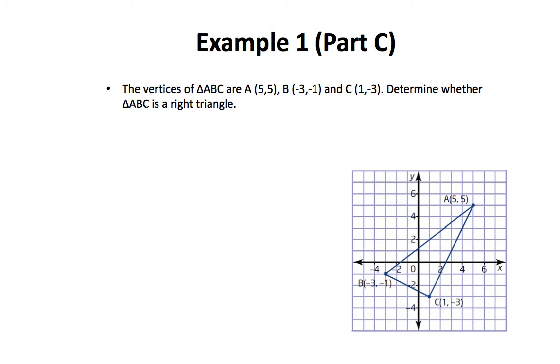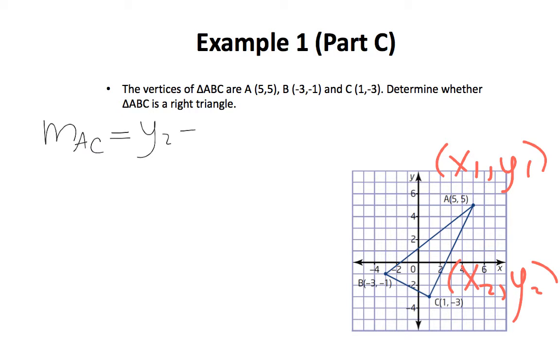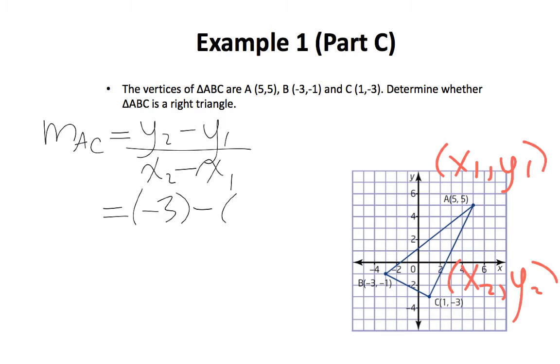We're going to do the exact same thing again, except we're going to find the slope of line segment AC. I'm going to call that point 1, and I'm going to call this point 2. We're going to start with the slope equation, and I'm going to use the subscript of AC, since that's the line segment I'm dealing with at the moment. Next, I'm going to substitute in my variables. So instead of y2, I'm going to put -3, and instead of y1, I'm going to put +5. Instead of x2, I'm going to put +1, and instead of x1, I'm going to put +5.